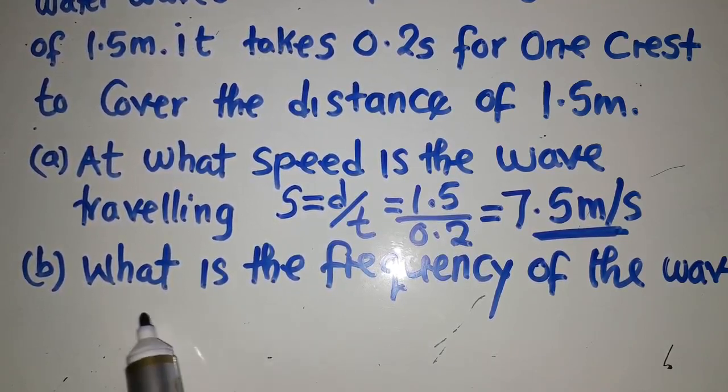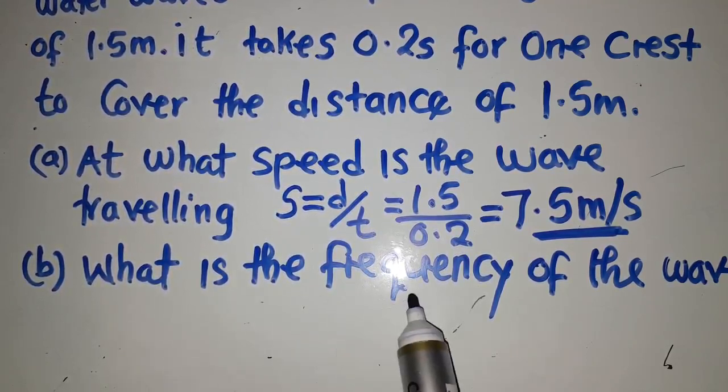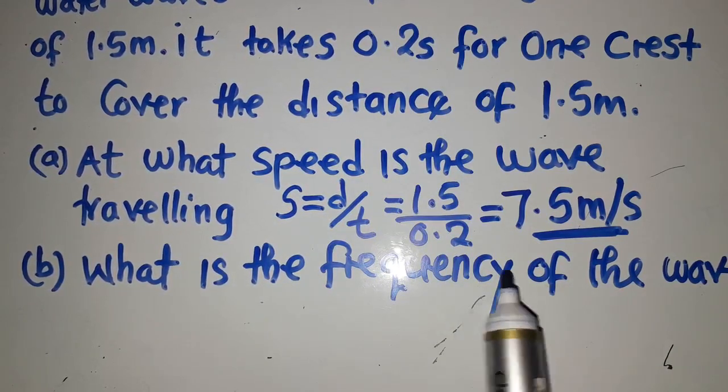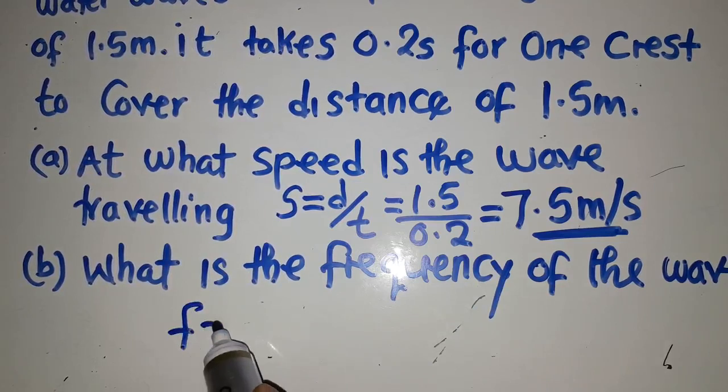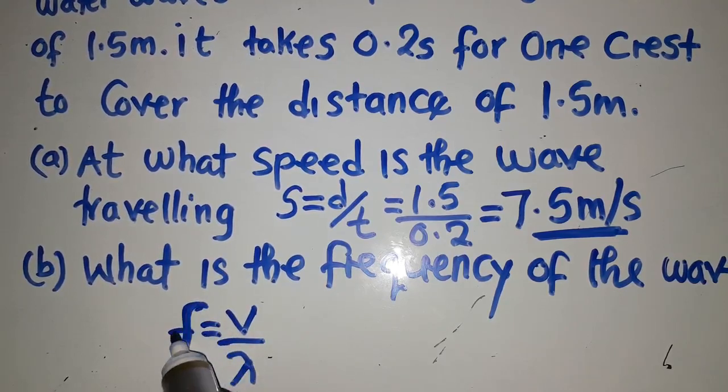The next question is saying, what is the frequency of the wave? We know that frequency is given by the formula. Frequency is equal to what? Velocity over wavelength. This is the formula for frequency. We know that frequency is equal to velocity over wavelength.